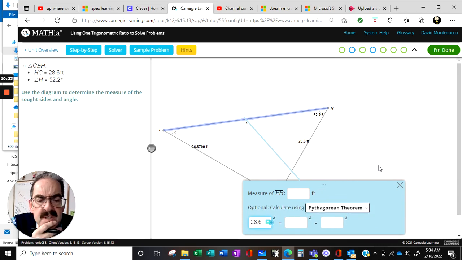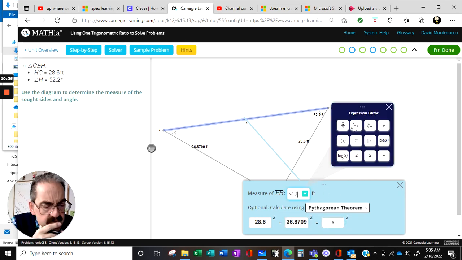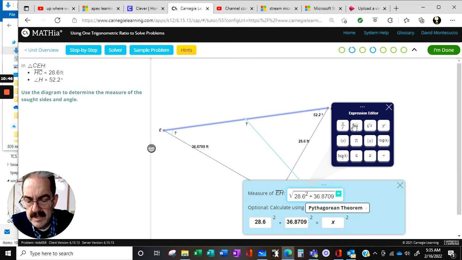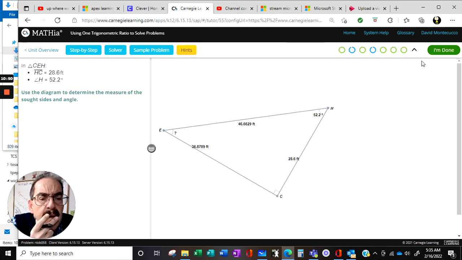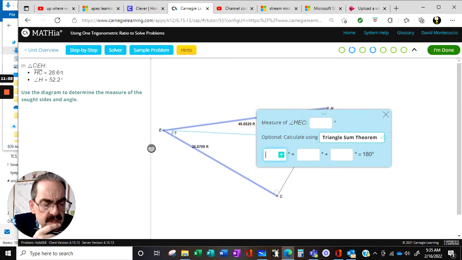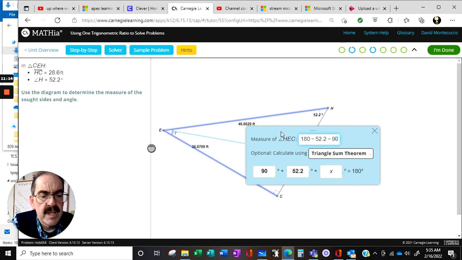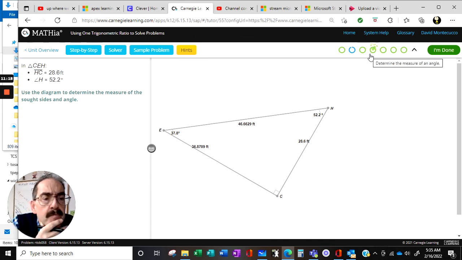And we'll go to 28.6, 36.8079, x squared, square root, 28.6 squared plus 36.8079 squared. Angle measure, triangle sum, and we'll have x, 180 minus 52.2 minus 90. Yeah. Okay, and then we'll come back and finish this up.